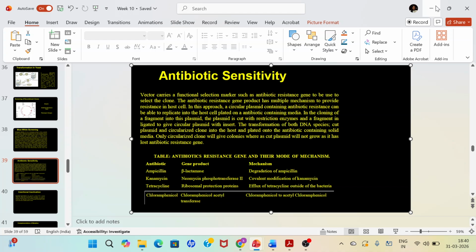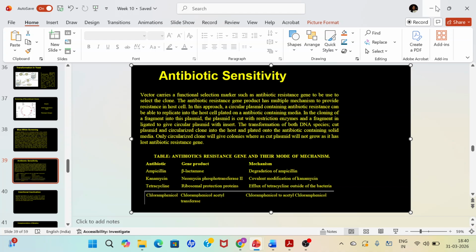We will talk about the tetracycline. So the ribosomal protection protein will be formed, and efflux of tetracycline outside of the bacteria will happen so that the bacteria can grow peacefully. Tetracycline won't affect the bacteria that have the resistance gene in them.